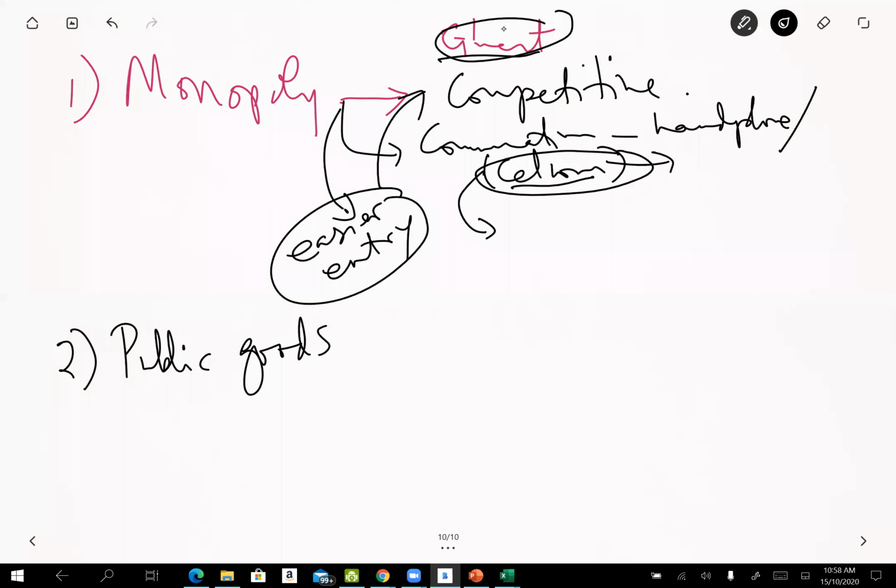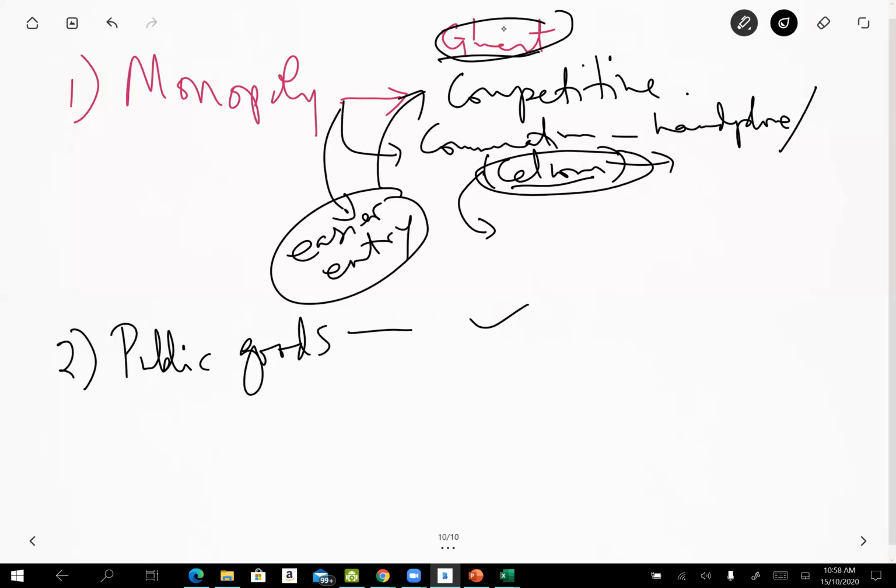National defense. One good example of a public good is national defense, the defense of the country, or national security, the police force. Does the private sector provide defense? Does the private sector provide the police force for the country? No, they cannot. So when you have a public good, the market fails, the market cannot provide. So the government will come in.